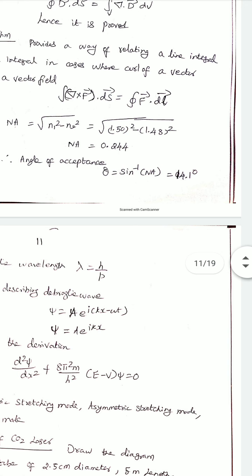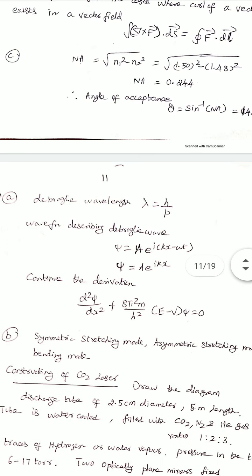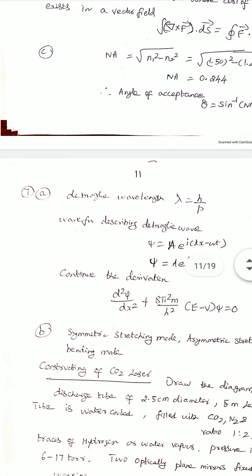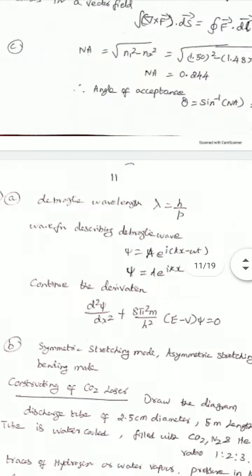So then the seventh one, 7a, that is set up one-dimensional time independent Schrodinger's wave equation. So you should write de Broglie's wavelength, that is lambda equals h by p. So starting from de Broglie's wavelength, then we write the wave equation describing the de Broglie wave, that is psi equals A e power i(kx minus omega t). So here you should write all this derivation part.